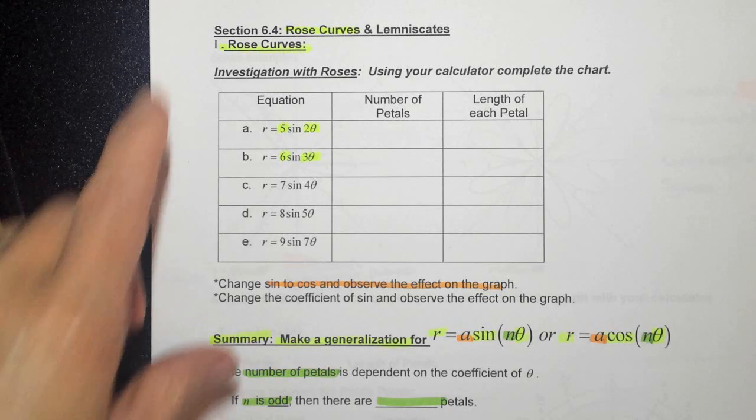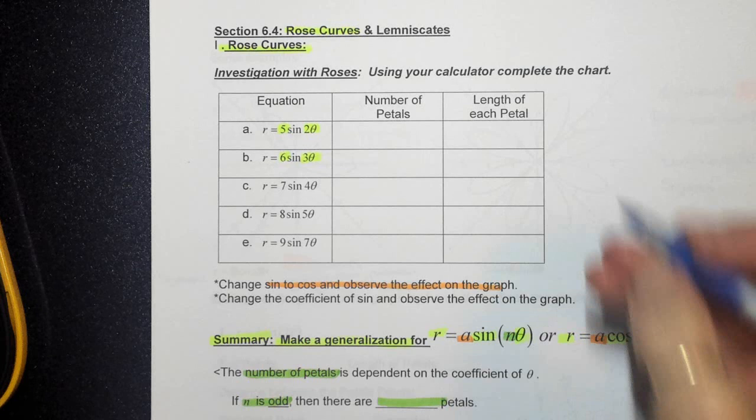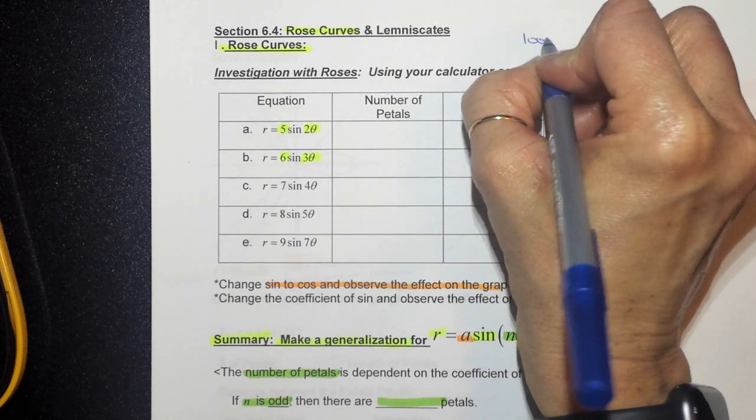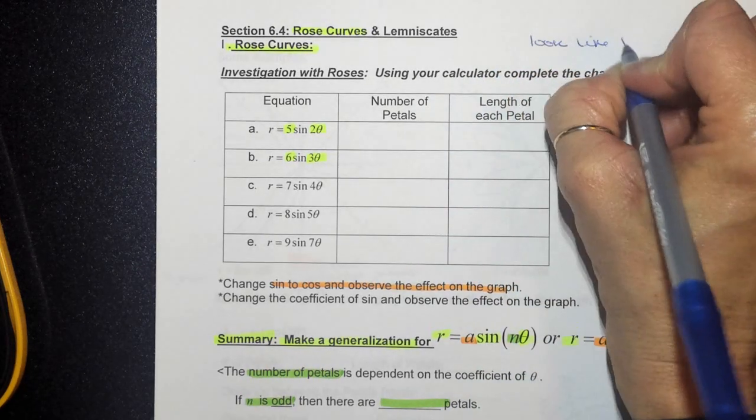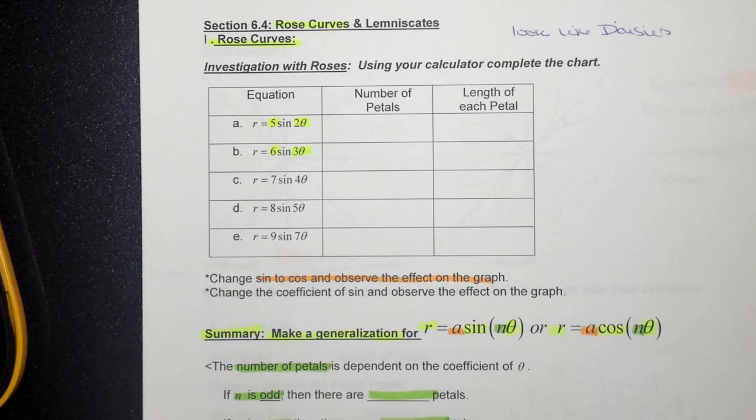Okay, so our focus in 6.4 is going to be roses, which when we sketch these, will actually not look like roses. These are going to look more like daisies. Why they call them roses? They don't look like roses.